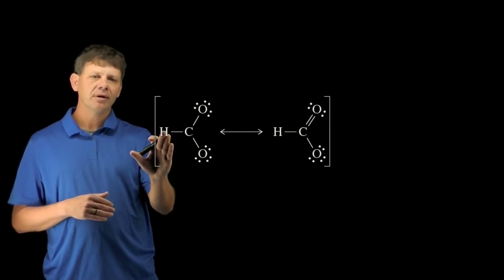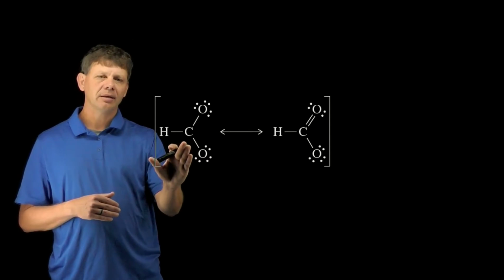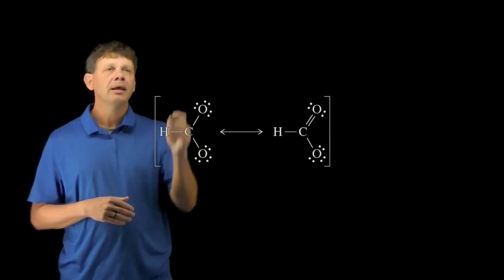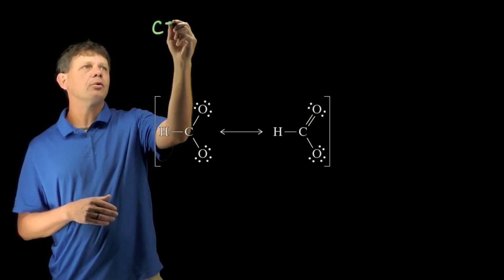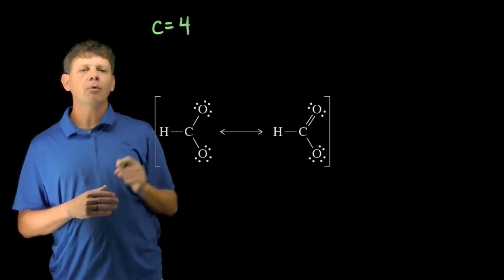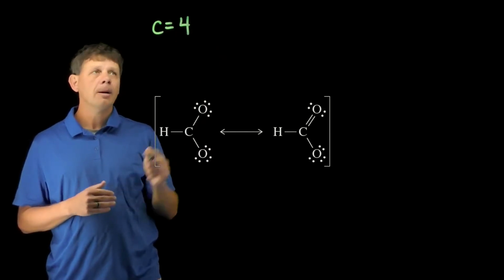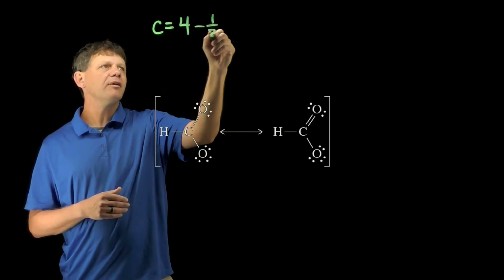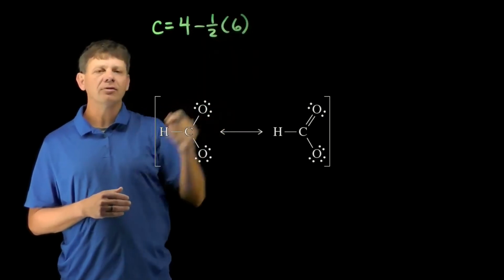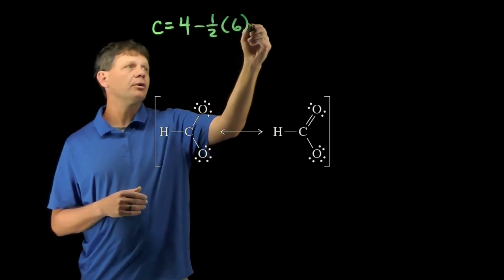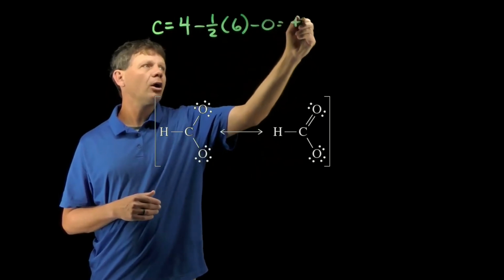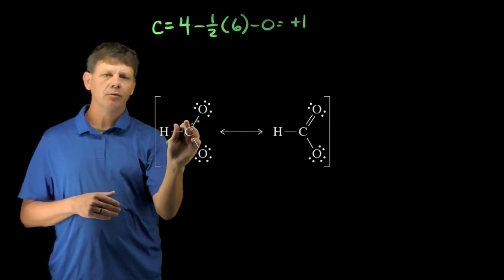You'll have to forgive my use of the weatherman effect. So this carbon here, we calculate its formal charge using the 4, the units of the group number, minus 1/2 of the shared electrons. There are 6. Minus 0 unshared. That carbon will have a +1 formal charge.